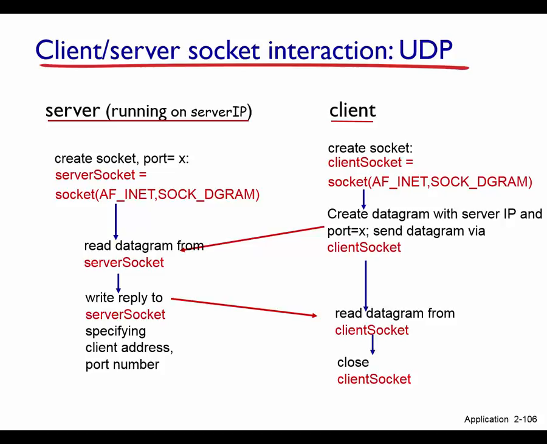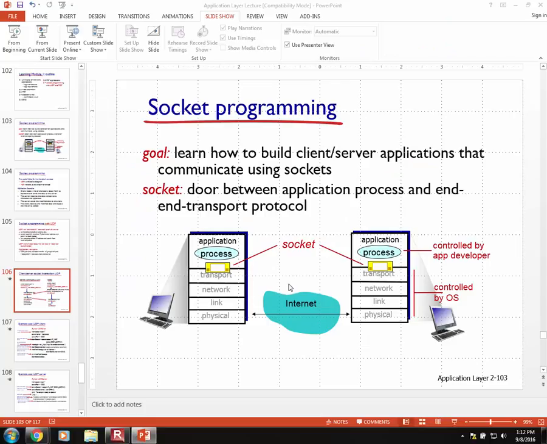In the program, the assumption is the client is going to send us something. So we're going to read a datagram from server socket. We're going to do some work, and we're going to write a reply to the server socket specifying a client address and port number. So we send this back to the correct client.